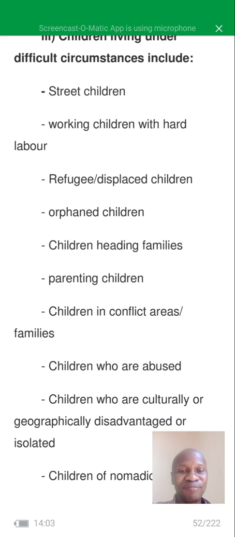Who is an abused child? I think that is an abuse. You see that there are different types of abuses that children experience. These abuses come from the parents themselves. We have seen instances where children are raped by their fathers, their relatives. And then we see that there are also children who are culturally and geographically disadvantaged or isolated. It's a very good example of children who are culturally or geographically disadvantaged.